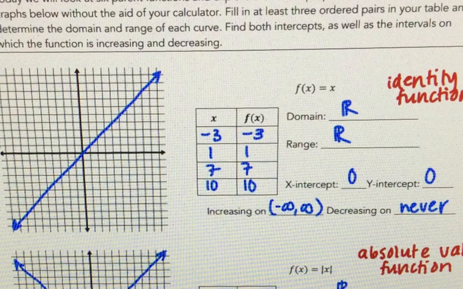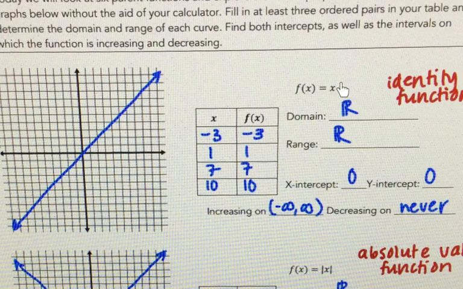So the first one, f of x equals x. This is just a line, right? y equals mx plus b. The slope is 1. The y-intercept is 0. Does everyone see how this is y equals mx plus b? Or no, not really.